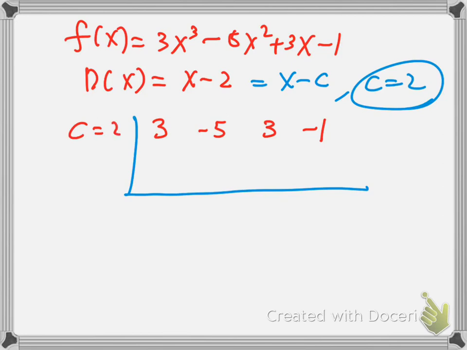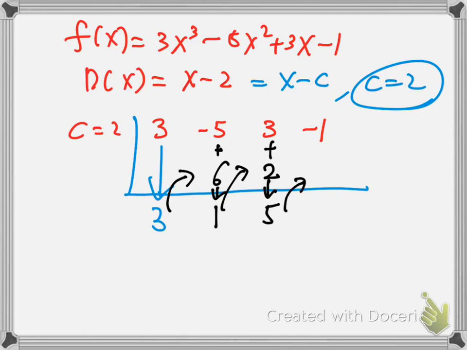First step, bring down 3. Then multiply by c: 3 times 2 is 6. Add them and you get 1. Multiply again: 1 times 2 is 2, and 3 plus 2 is 5. Again, 2 times 5 is 10. Addition, you get the number 9.